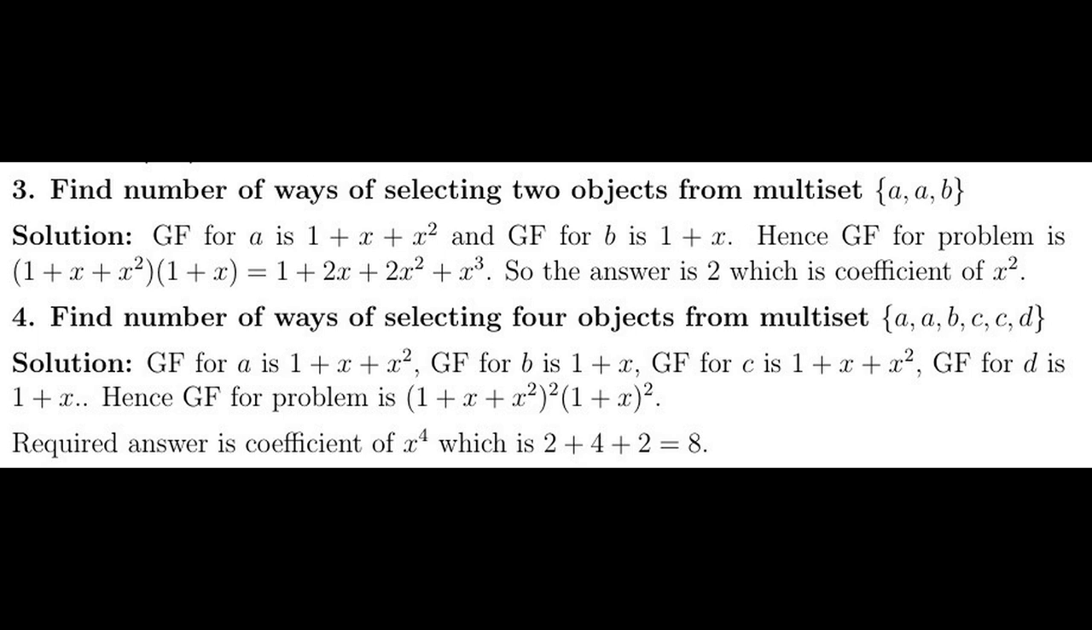Find the number of ways of selecting 4 objects from the multiset AA, BC, CD. Okay. The generating function for A is 1 plus x plus x squared. For B it is 1 plus x. C is 1 plus x plus x squared. And D is 1 plus x. So the generating function for the problem is (1 plus x plus x squared) squared into (1 plus x) squared. Now, the required answer is the coefficient of x raised to 4. Here, because these are polynomials, we have to perform the multiplication and find out the coefficient. So, if we multiply these 4 brackets, we will get that the coefficient of x to the 4 is 2, 4 and 2 added together, which is going to be 8.